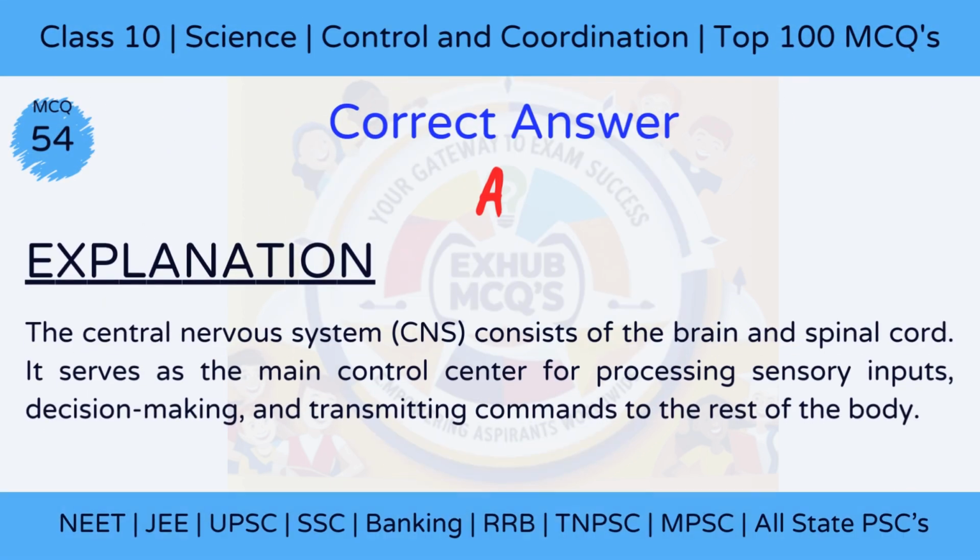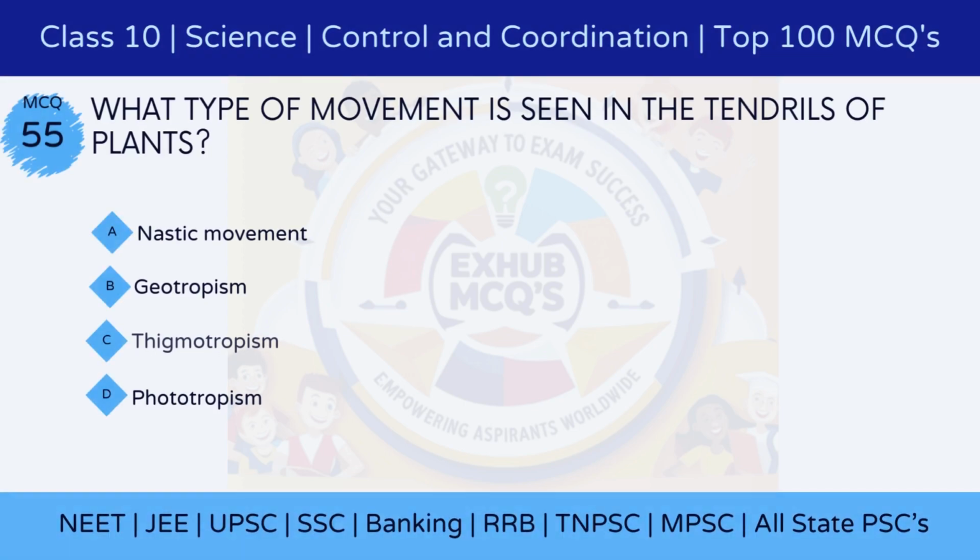The correct answer is option A, central nervous system. Explanation. The central nervous system, CNS, consists of the brain and spinal cord. It serves as the main control center for processing sensory inputs, decision-making, and transmitting commands to the rest of the body.